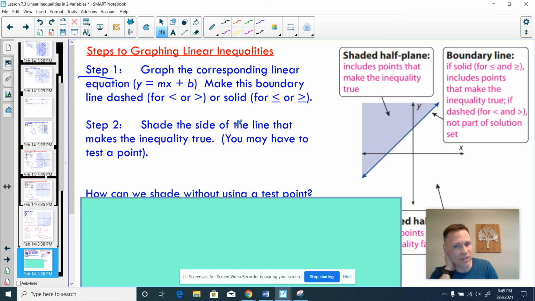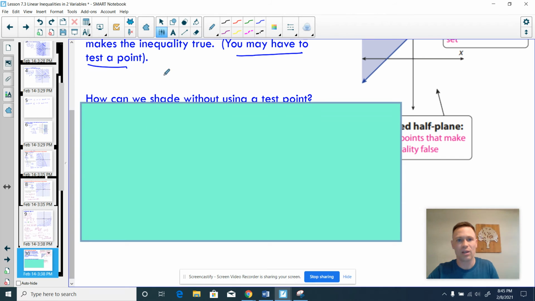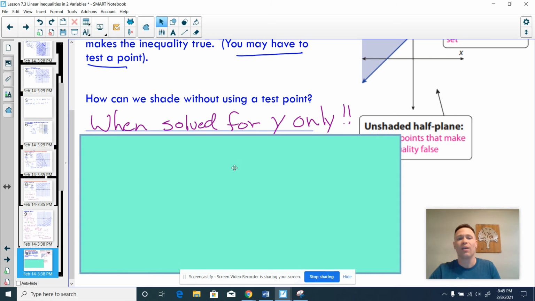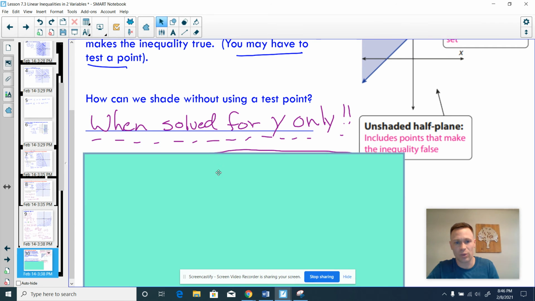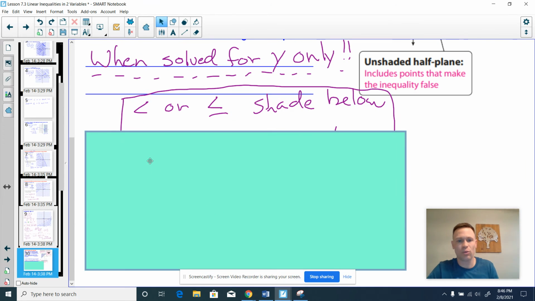Then you're going to shade the side of the line that makes the inequality true. You may have to test a point, but how can we shade without testing a point? That's what I would like to know. So I'm going to show you this, and then we're going to go back and see how it can be used in the previous problems. So again, this only works when it's solved for y. If it's not solved for y, it can't work, okay? So when it's solved for y, here's what we got.